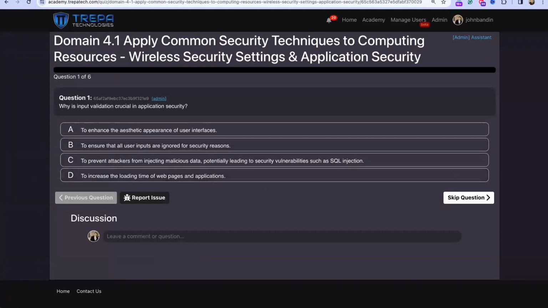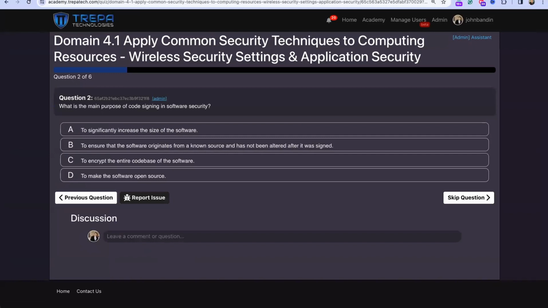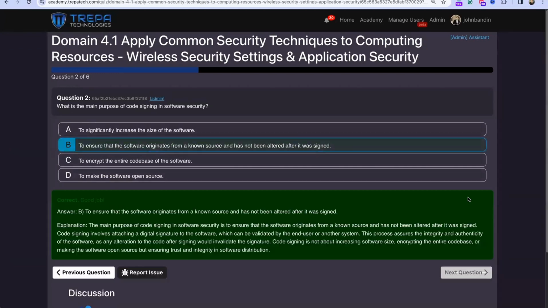Okay, question 1. Why is input validation crucial in application security? That's going to be C, to prevent attackers from injecting malicious data, potentially leading to security vulnerabilities such as SQL injection. Question 2. What is the main purpose of code signing in software security? That's going to be B, to ensure that the software originates from a known source and has not been altered after it was signed.